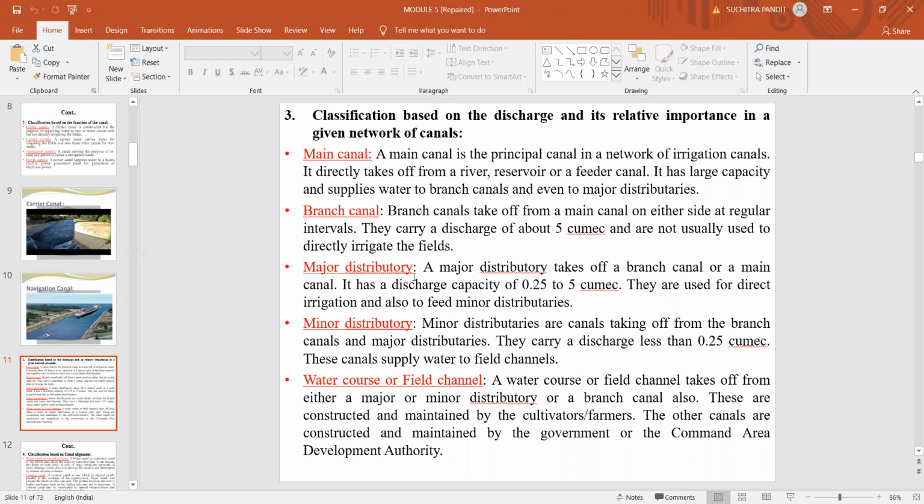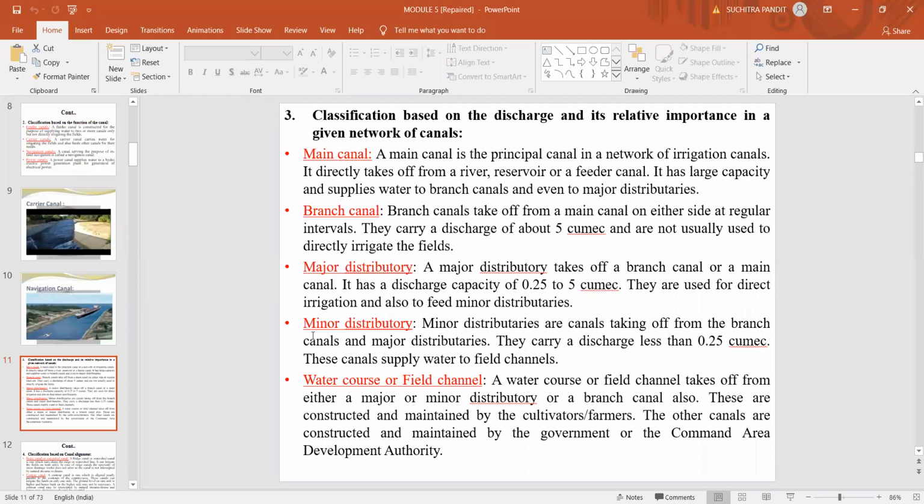Next is major distributary. A major distributary takes off from a branch canal or main canal. It has a discharge capacity of about 0.25 to 5 cumecs. So they are used for direct irrigation and also to feed minor distributaries.